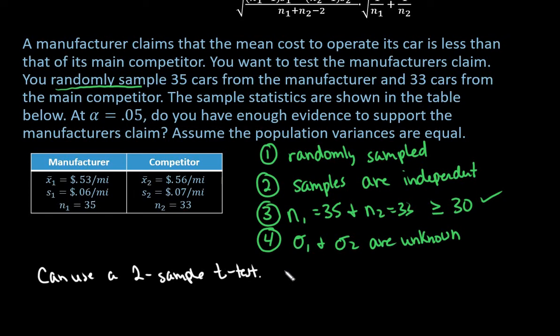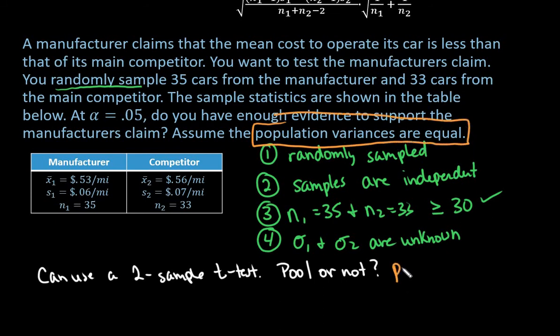Okay, and then we want to decide should we pool or not. Okay, and I said pour, not pool, sorry. It's hard to talk and write and think at the same time. All right, so the way that we look to see is what do we know about the population variances? So right here it says the population variances are equal. So we would pool since sigma 1 equals sigma 2 is stated.